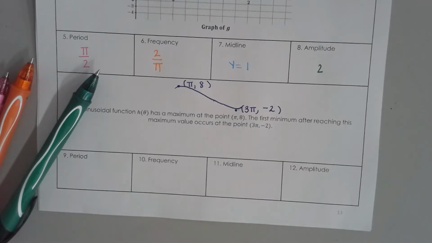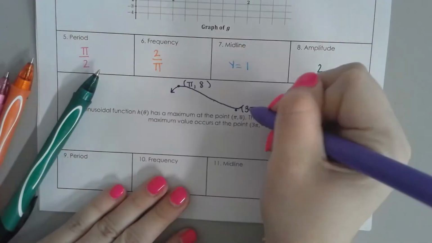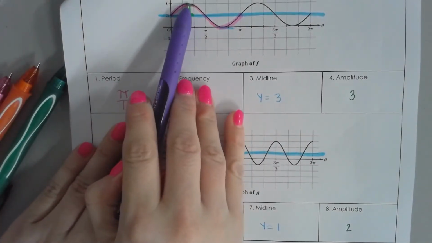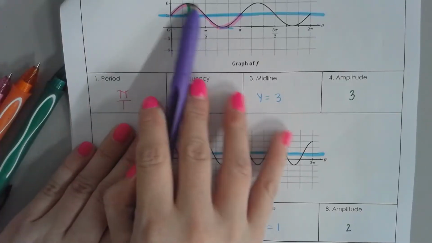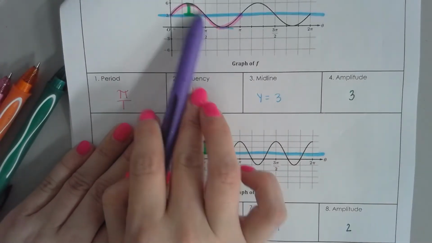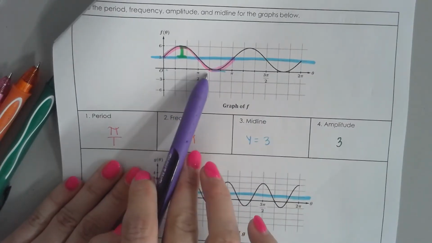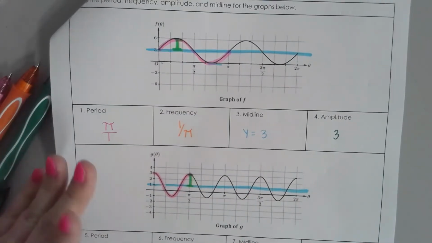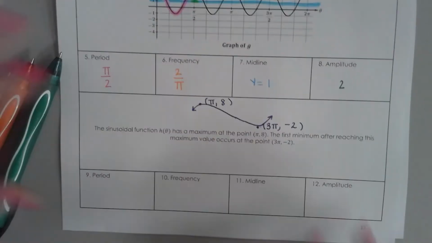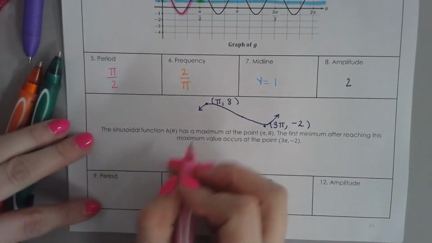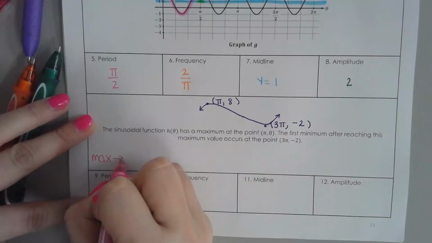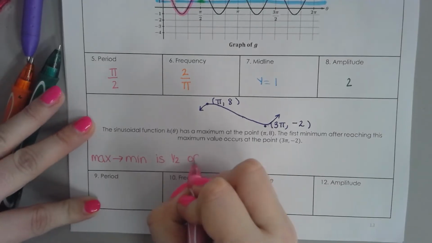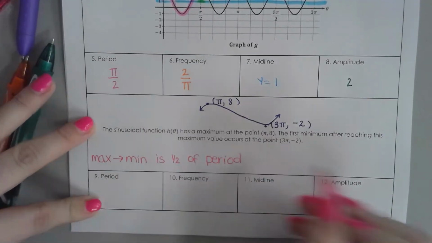So if we look back at a previous example, from one maximum to a minimum, is that my whole period? If I go from here to here, is that my entire period? It's not. My pink that I've highlighted for my period extends more. From one maximum to a minimum, it's half of your period. So maximum to minimum, or vice versa, is half of the period.